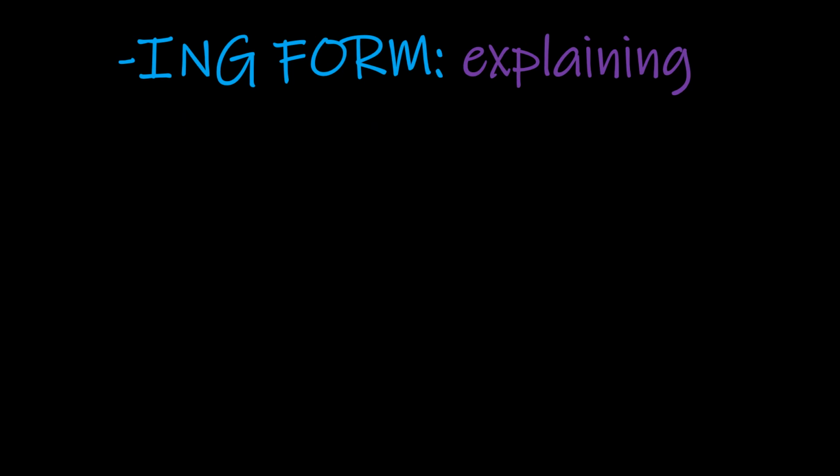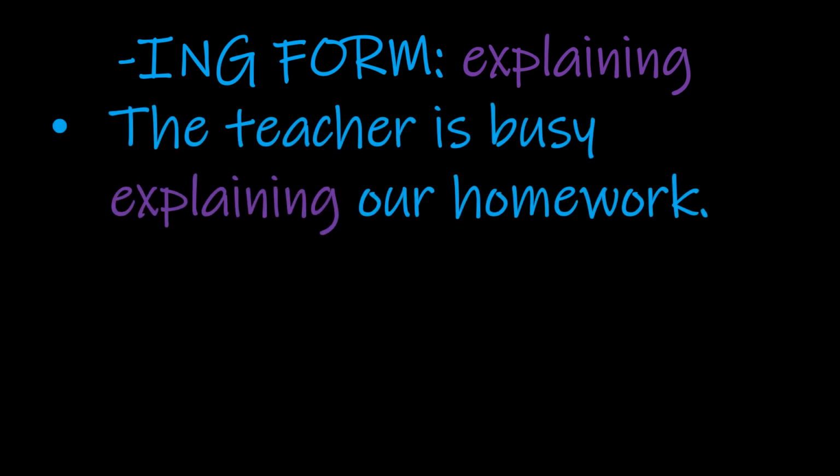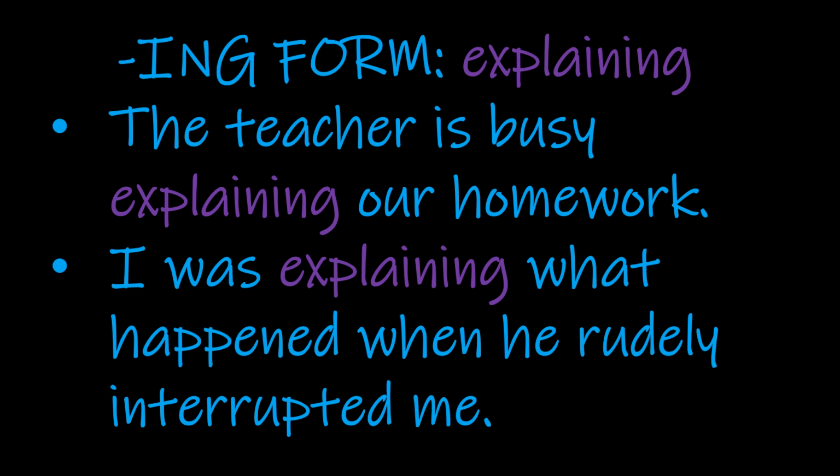So our continuous form. The teacher is busy explaining our homework. That gives us the meaning of right now this is happening. I was explaining what happened when he rudely interrupted me. So this is in the past because of was, but it gives us the feeling of a continuous action, explaining. I was doing something when something else happened. He interrupted me. So this is a really nice way to combine tenses. I was explaining what happened. I was busy doing a thing when he did a thing. He rudely interrupted me.